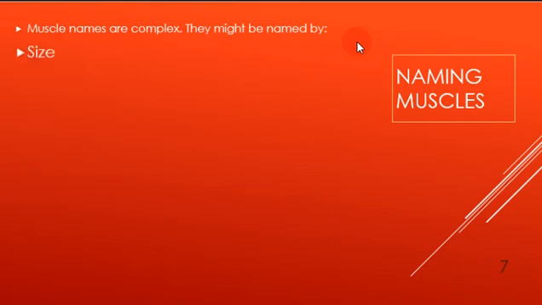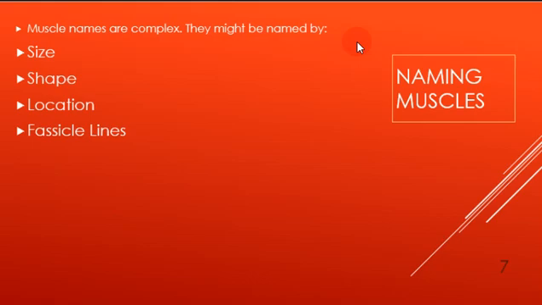All right, here comes the tough part of the module. It's just naming them, and some of them you can figure out, but some of them you're just going to have to memorize, like we had to memorize some of the bones, right? Muscle names are complex. They might be named by, I think we're going to write a couple of these down, their size, like gluteus maximus. Shape. Our deltoid is shaped like a triangle. We'll get to that one. Location. Biceps brachii. Brachii means it's in the arm.